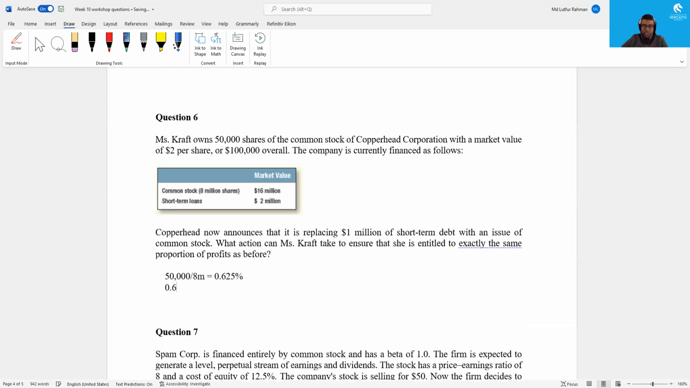Her proportion of ownership is 0.625%, am I right? And the company is issuing additional shares of 1 million, which is equal to 6,250. That means she just needs to borrow an additional 6,250 and then invest in the additional shares, so that her proportion of ownership remains the same, or her entitlement on dividends remains the same. Okay.